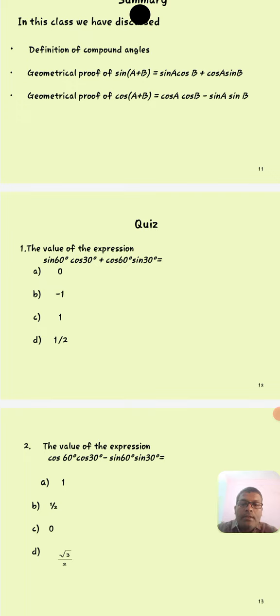What is the A value here? 60 degrees. What is the B value? 30. Cos 60 plus 30, 90. Cos 90 degrees is equal to what? Sin 90 is equal to 1. Cos 90 is equal to 0. The option C is the answer of the given problem.